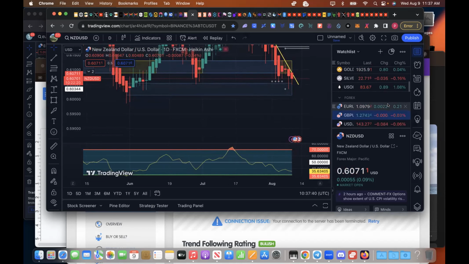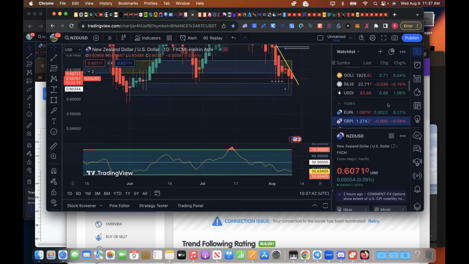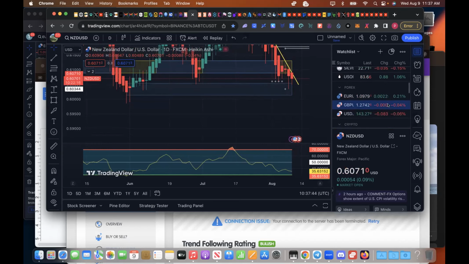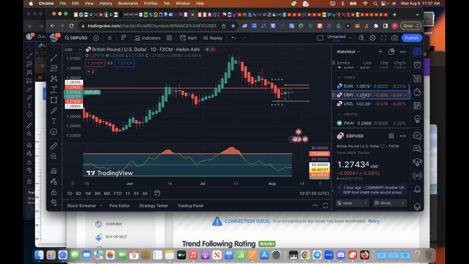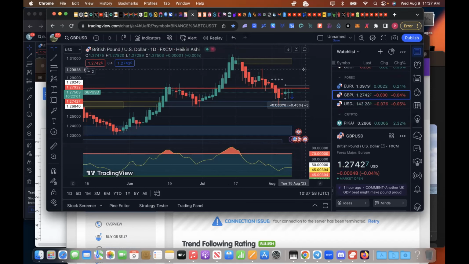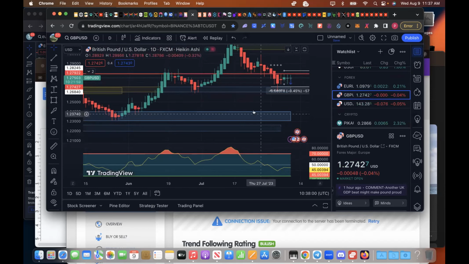So if you're just joining us, we bought into USD CHF. I think you can buy into USD CHF. We bought into USD CHF for a buy. So GBP/USD, USD/GBP, I've just entered a sell.